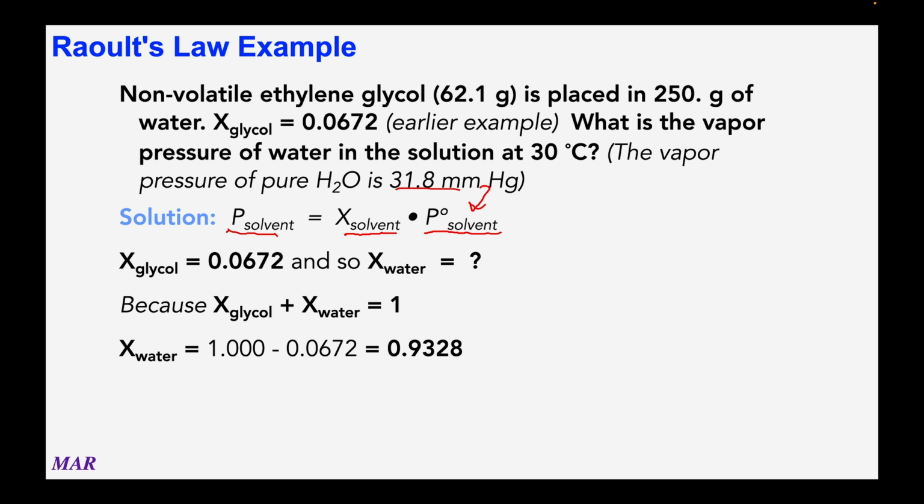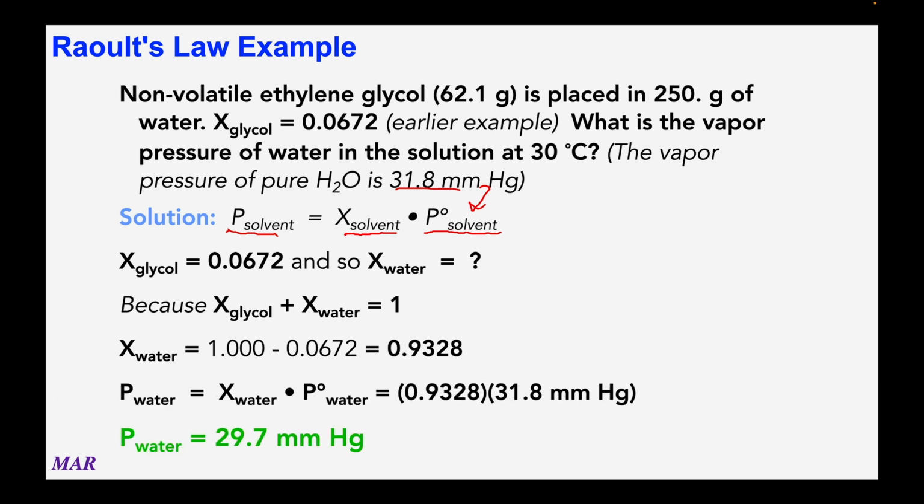And I want to point out once again, this is mole fraction of solvent, not mole fraction of solute. A lot of times when we deal with concentrations, we're more interested in solute, but in this case, focus on the solvent. 0.9328 mole fraction of solvent times the vapor pressure of the pure solvent, 31.8, that comes out to be 29.7 millimeters of mercury. So let's think about what these numbers mean for just a second.